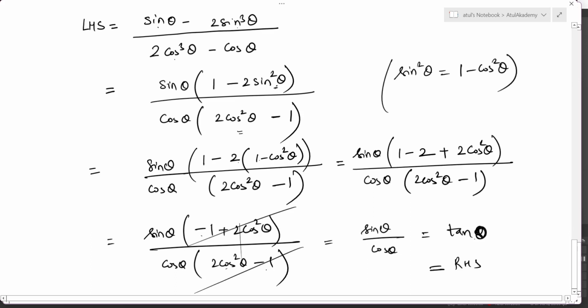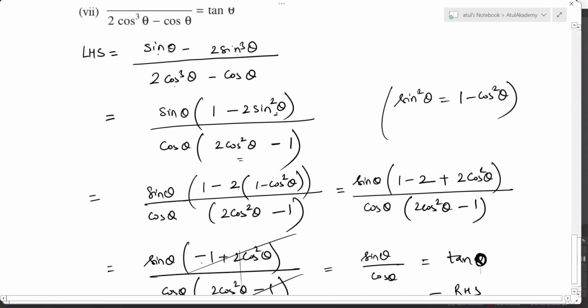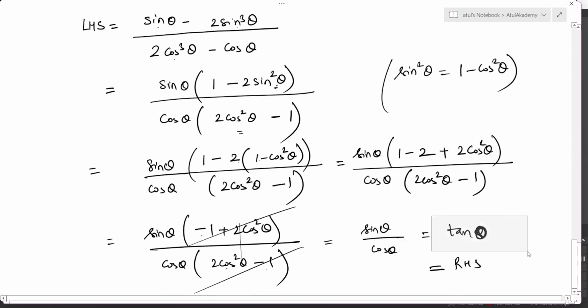I hope this is also clear. I just took sine theta common from the numerator, cos theta from the denominator, and changed this sine square theta into 1 minus cos square theta. Open the bracket, simplified it, and just cancel. We can also change this cos square theta into 1 minus sine square theta. This term will then become similar to this term, and we can cancel it, and we are left with only sine by cos, which is tan theta.